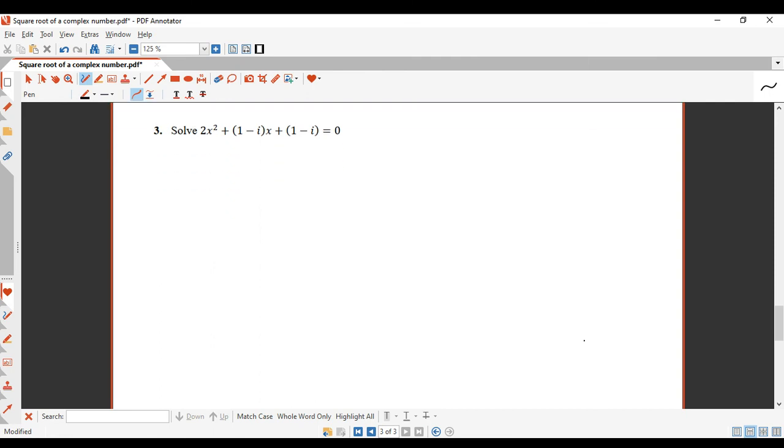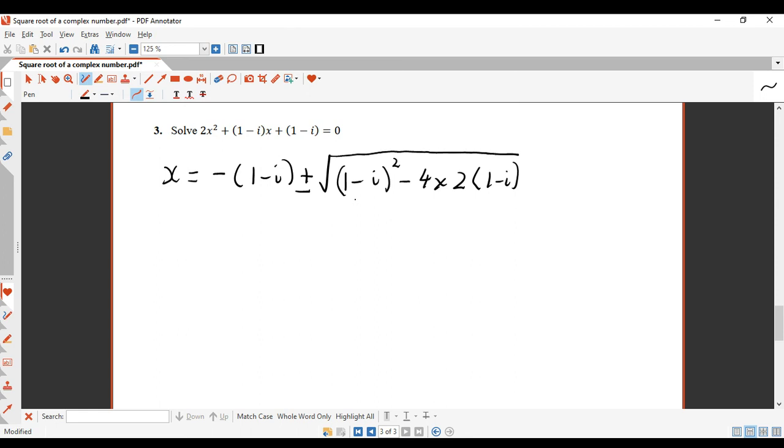All right, now last question, number 3. We can apply this idea of the square root of a complex number to a quadratic with complex coefficients. So if you look at the coefficients here, they're complex numbers, aren't they? So let's just apply the quadratic formula. So x is equal to minus b, so minus 1 minus i, plus or minus the square root of b squared, which is 1 minus i all squared, minus 4 times 2 times 1 minus i, all over, it's a bit of a monster, 4.